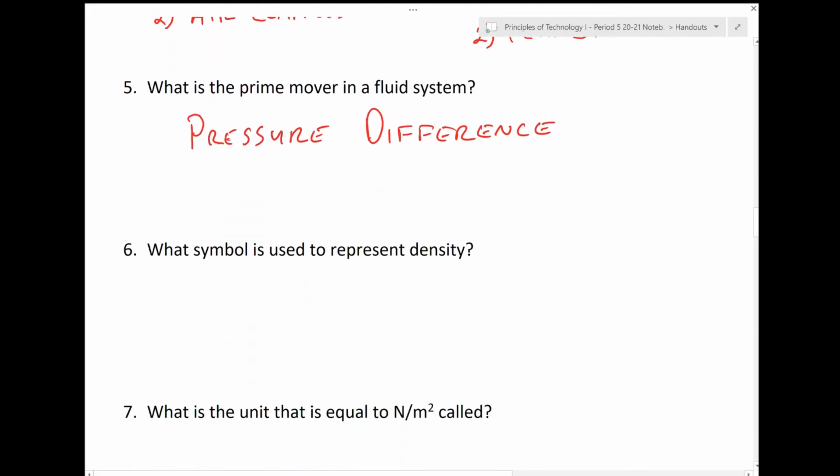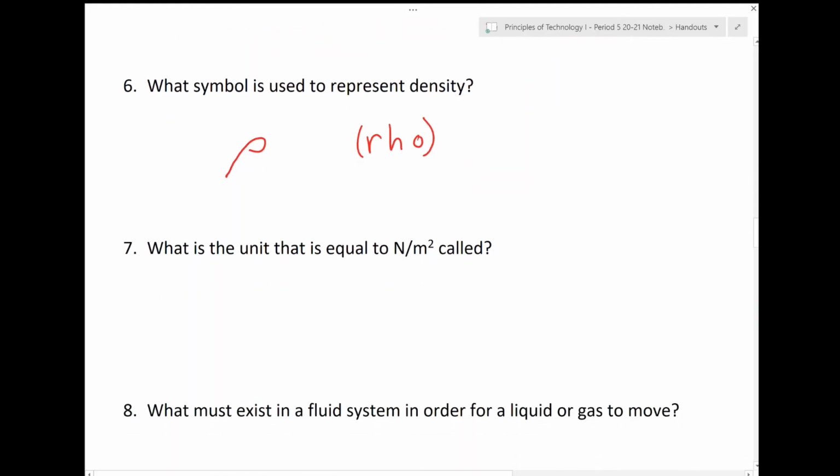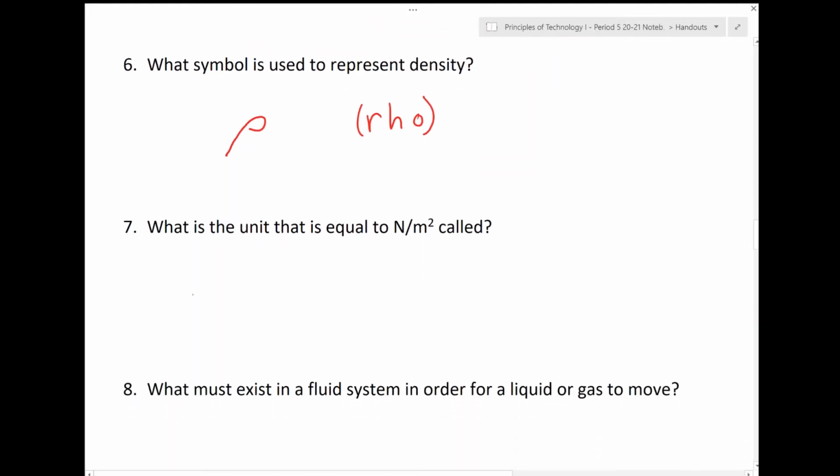What symbol is used to represent density? It is the Greek lowercase letter rho. What is the unit that is equal to a Newton per square meter called? Well, that was one of our vocabulary words up above. It is called a Pascal. Remember, Pascal is abbreviated capital P, lowercase a.